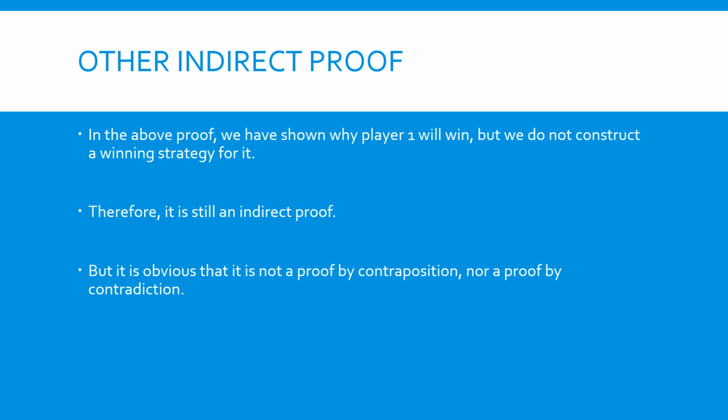Note that from the above proof, although we have shown that player 1 will win the game, we have not constructed the winning strategy. In this case, although we didn't use proof by contraposition or proof by contradiction, it remains an indirect proof.